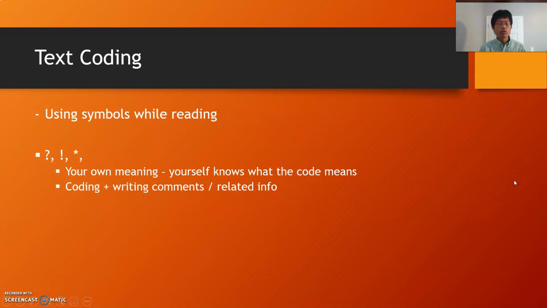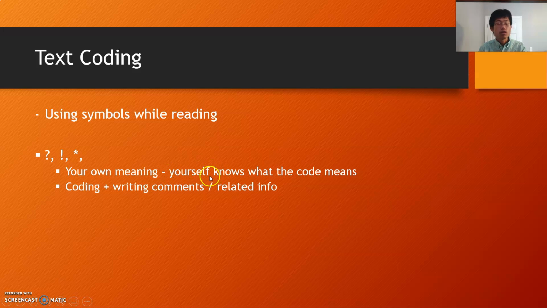Alright, so text coding. It's using symbols while you're reading. So for example, it could be a question mark, exclamation point, star, asterisk, or any kind of symbol that you want to create, like a star or a heart. Or even numbers if you want to, or letters, like abbreviations if you want to.